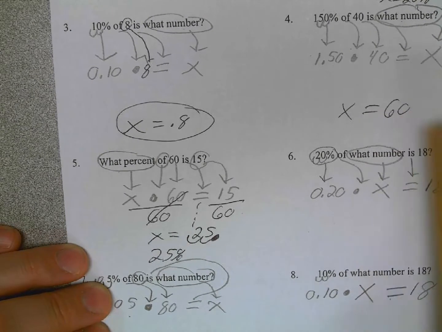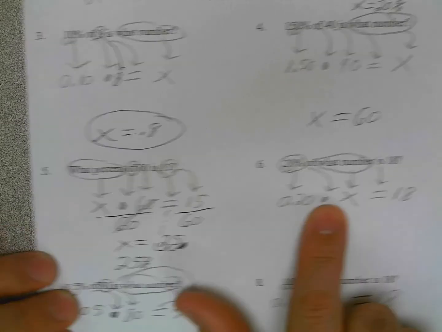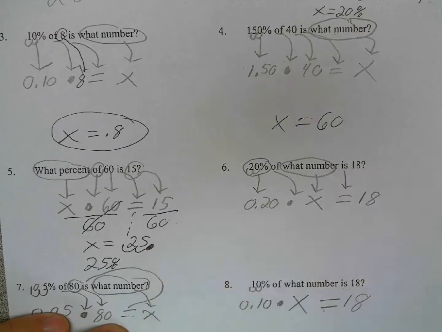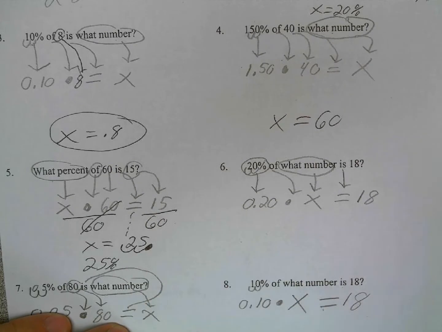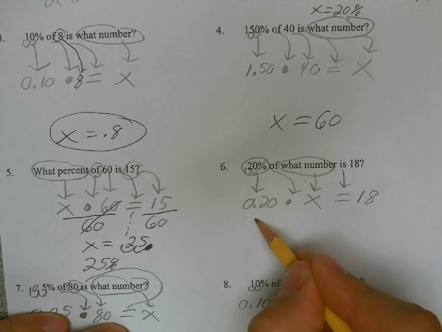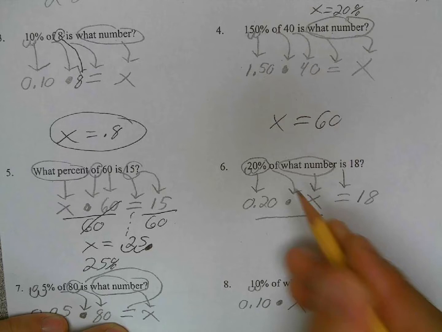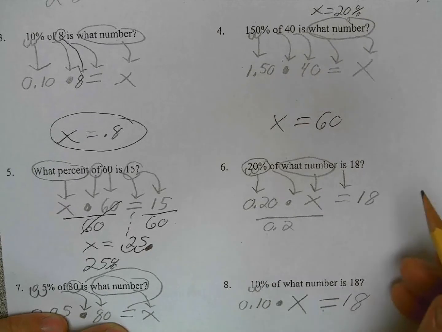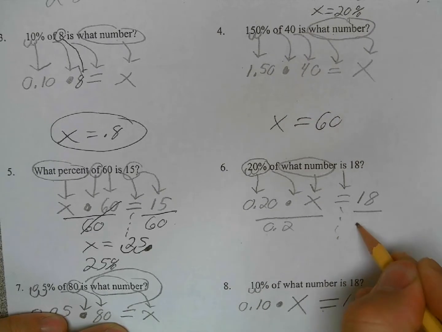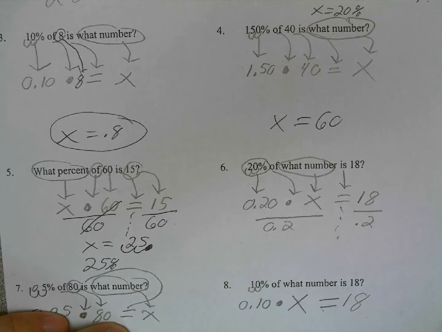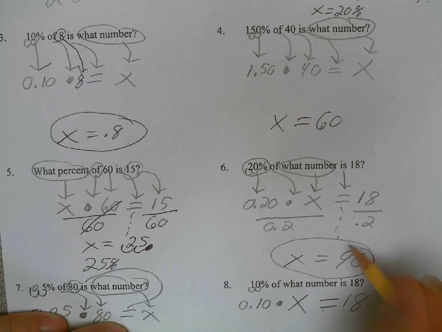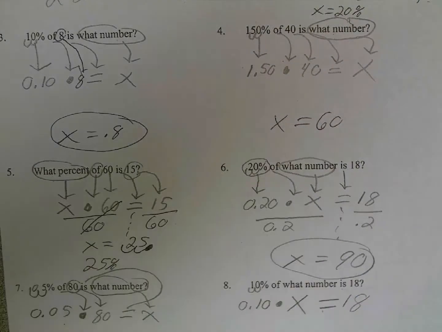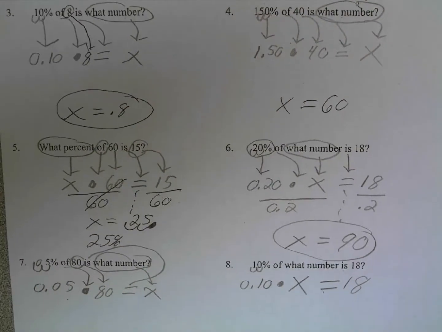All right. Again, this next problem. What number? So we don't have to worry about moving anything right now, but it says leave me alone times 0.2. So what's the opposite of times 0.2? Divide by 0.2. Whatever you do to one side, do to the other. Okay? So 18 divided by 0.2 is 90. X equals 90. And that's what number? So that's it. We're good. We only have to move it if it wants a percent.